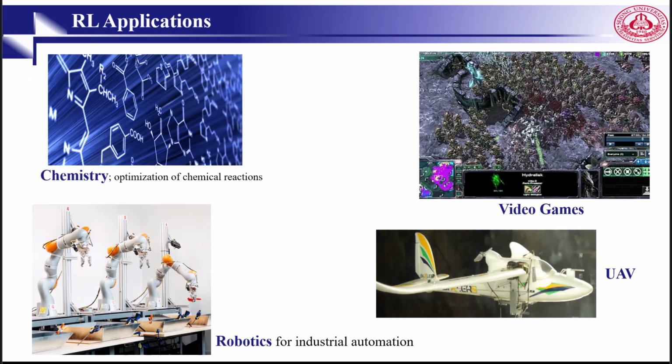Reinforcement learning is applicable everywhere. For example, we can employ reinforcement learning for optimizing chemical reaction processes. We can use reinforcement learning for controlling video game characters or AI players.